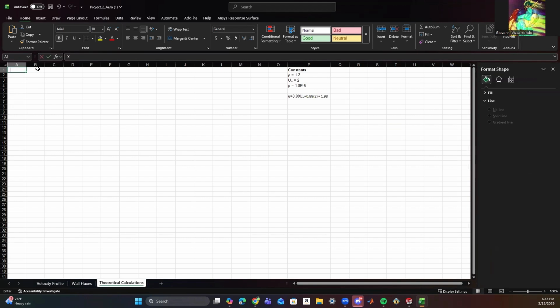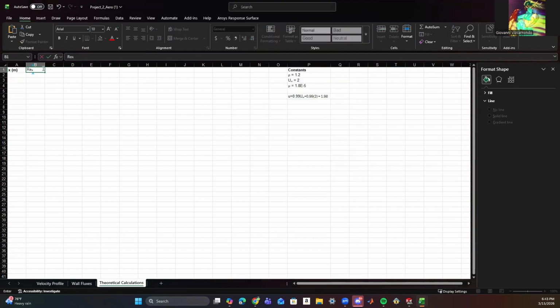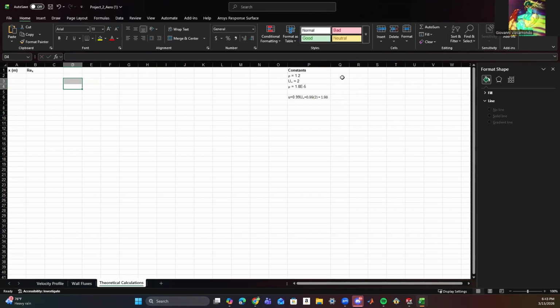We're gonna have bold as x in meters, and then next to it we're gonna have our Reynolds number, our Reynolds x, and then subscript x, make it look nice, and then we're gonna bold that. All right, excellent. Here we're gonna have 0.25, because again it's gonna be the same thing, 0.25, 0.5, and then 0.75. I kind of did this out of order, should have done that now. But we're gonna add another thing over here. We're gonna call it equation.